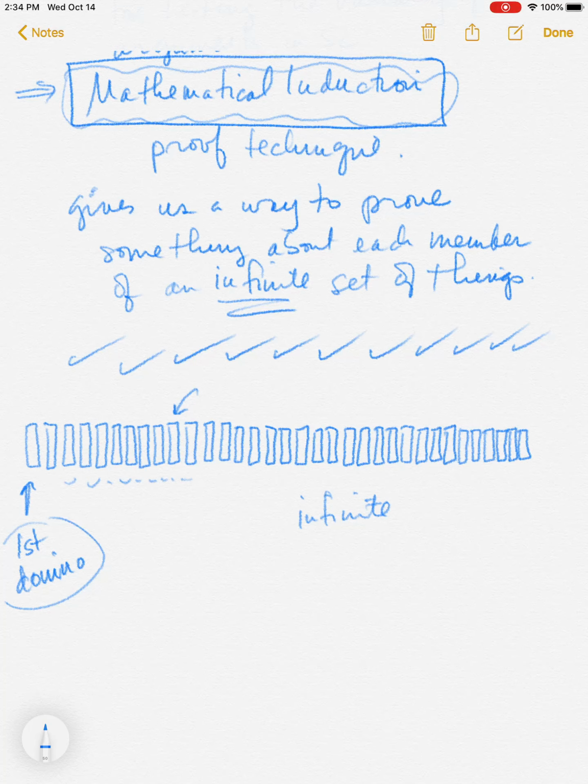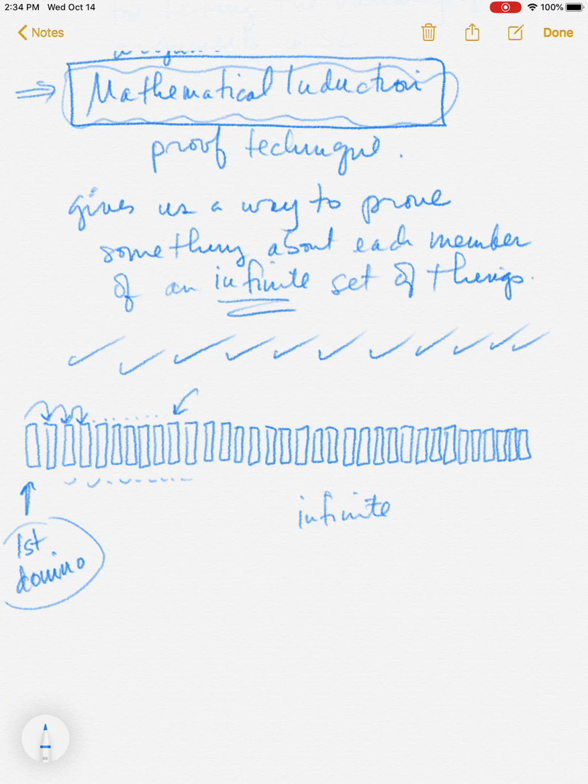Okay, so now imagine that you knock down the first domino, right? So it falls, and it knocks down the second one. And then it falls, and it knocks down the third one. And then it falls and knocks down the fourth one. And so on, and so on. Okay.